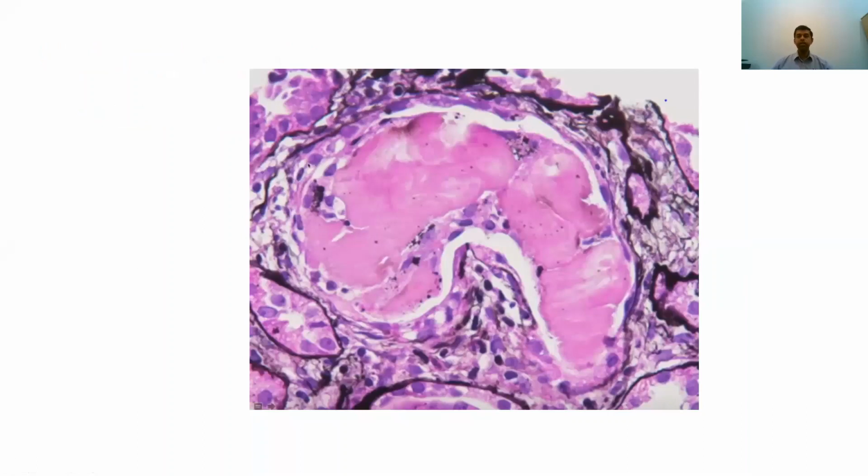And if you do a renal biopsy, this is how you are going to see a cast. So this is a tubule, and you can see in the middle of this tubule there is a cast that is occluding the whole tubule.